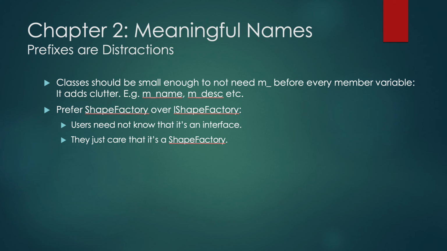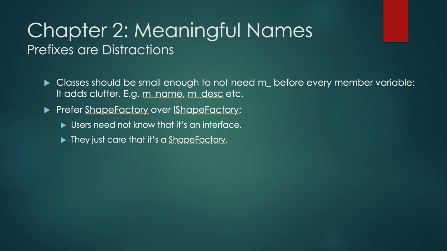And similarly, shape factory and I shape factory: when people use my interface, I don't need them to know that it's an interface or that there are implementations behind it. They don't need to care to use I shape factory. All I need them to know is you're using a shape factory. Whether that's an interface, an implementation, or how it's given to you, it's none of your business, right?